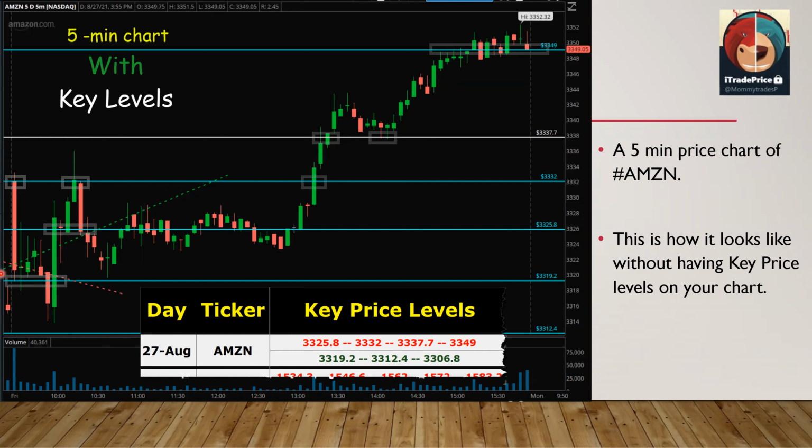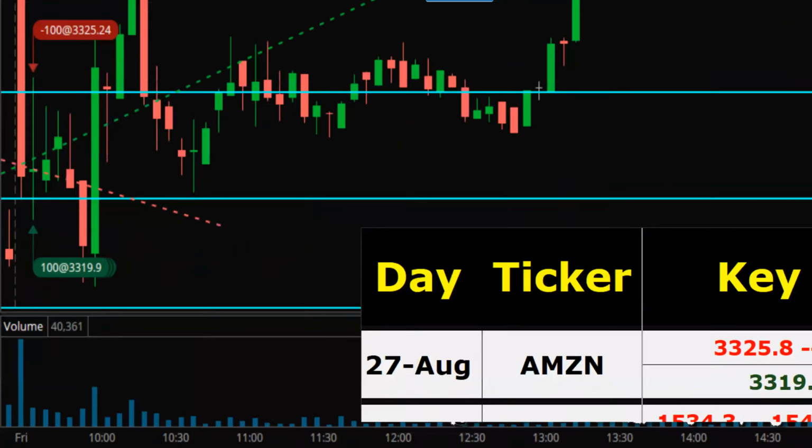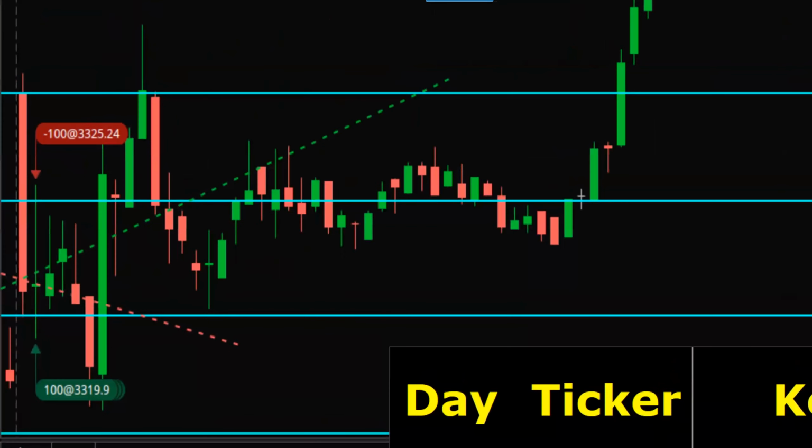Now let's see when I made that trade on Friday. Let me zoom in a little bit. So the stock opened, Amazon stock. This is a 5 minute bar. The 5 minute bar opened right here. It sliced through this first initial support and then it went all the way down.